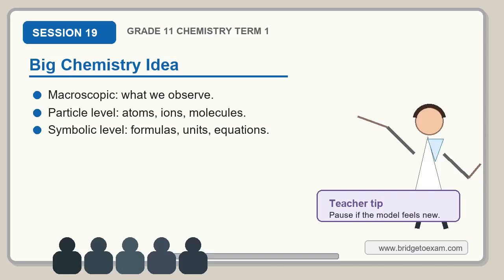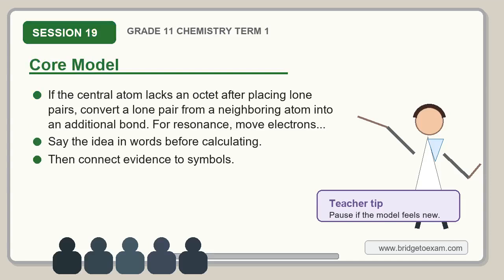When you feel stuck, ask, "What did I observe? What are the particles doing? And what symbol or calculation represents it?" The core model is this. If the central atom lacks an octet, after placing lone pairs, convert a lone pair from a neighboring atom into an additional bond. For resonance, move electrons, not atoms. Do not rush to an answer. Build the model first, then let the model guide the calculation or explanation.